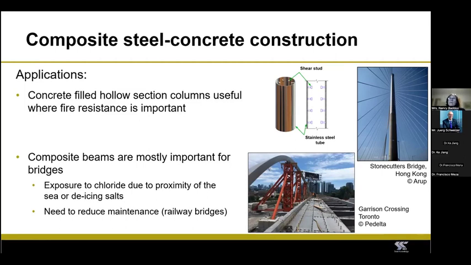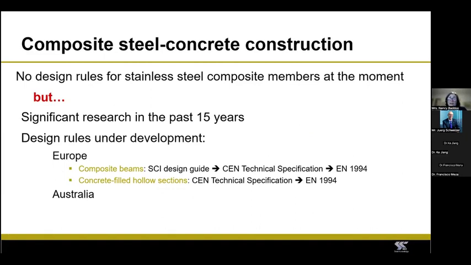And composite beams, well, the main application area here would be for bridge structures, bridges which are exposed to chloride ions either by the sea or due to de-icing salts, which can be very, very corrosive. Or bridges just where you need to minimize maintenance. For example, they run over a railway and it's hugely expensive to shut the line to carry out maintenance. So there are clear reasons why we need design rules for composite construction.